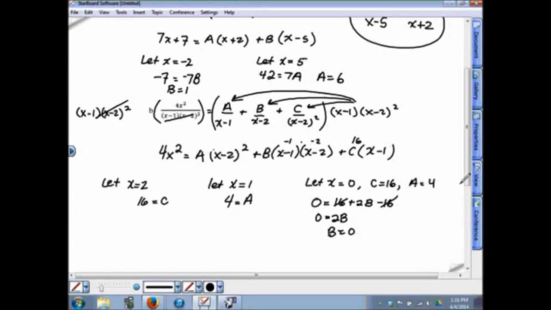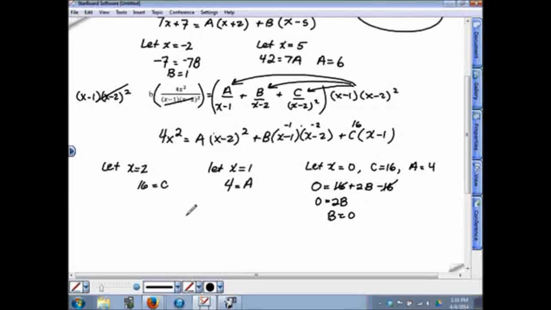So we have the three values that we need. Now we can finish the partial fractions. We have 4 over x minus 1. Now, technically, since b is equal to 0, you could have a 0 over x minus 2, but 0 divided by anything is still 0, so you don't really need that middle piece. And then c is equal to 16, so 16 over x minus 2 squared.